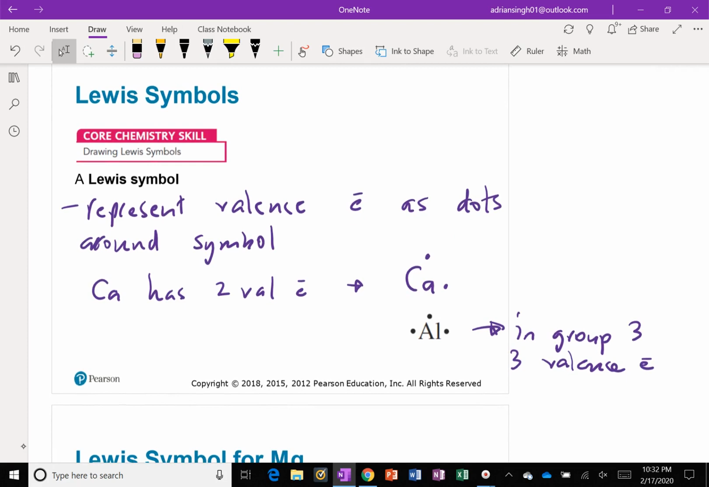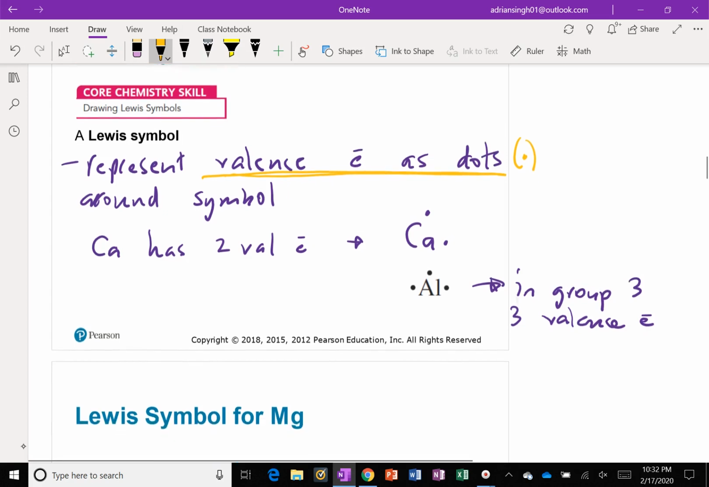We can use the number of valence electrons to draw the Lewis symbols for each of the elements. And again, this is something that we saw last week in lab. So the Lewis symbol is where we represent the number of valence electrons as dots around the symbol, right? And a dot is exactly what it sounds like. It's just a dot that represents an electron. So for instance, we just saw calcium is in group 2, so it's got 2 valence electrons. So we have calcium with 2 dots around it. Similarly, fluorine has 7 valence electrons. It's in group 7. So it's going to have 7 dots around it.